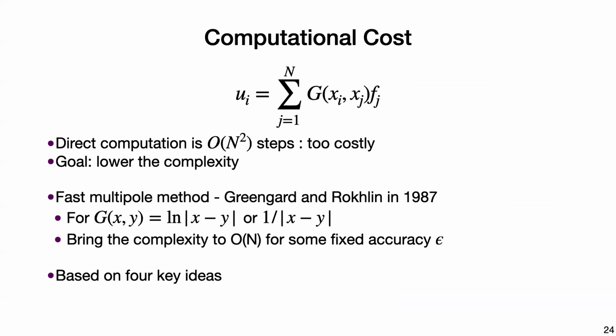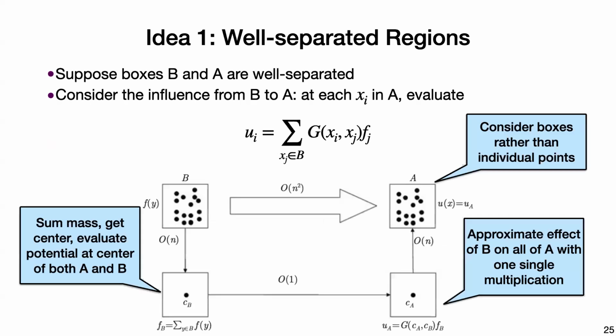The FMM is based on 4 key ideas, most of which we have gone over, like hierarchical decomposition and far approximation, but they fit together a little differently in the FMM. The first idea, as we have already done, is a single point approximation for well-separated regions. This is another picture of the same thing: you have 2 boxes, A and B, and you want to compute the effect of all the points in box B on all the points in box A.